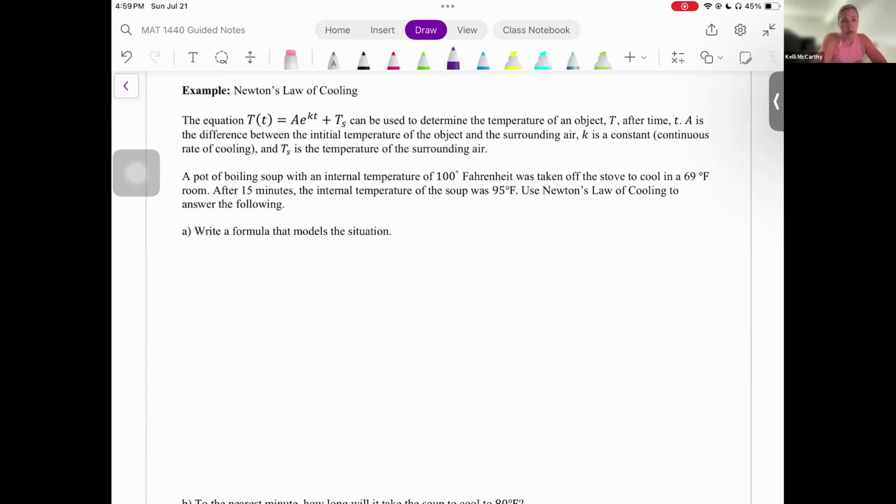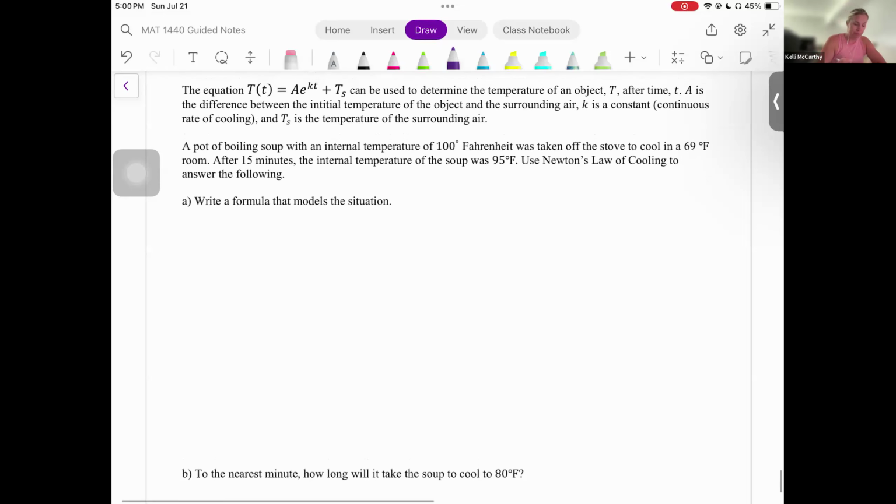A pot of boiling soup with an internal temperature of 100 degrees Fahrenheit was taken off the stove to cool in a 69-degree Fahrenheit room. After 15 minutes, the internal temperature of the soup was 95 degrees. Use Newton's law of cooling to answer the following. Write a formula that models the situation. So we're going to use that model that we have above.